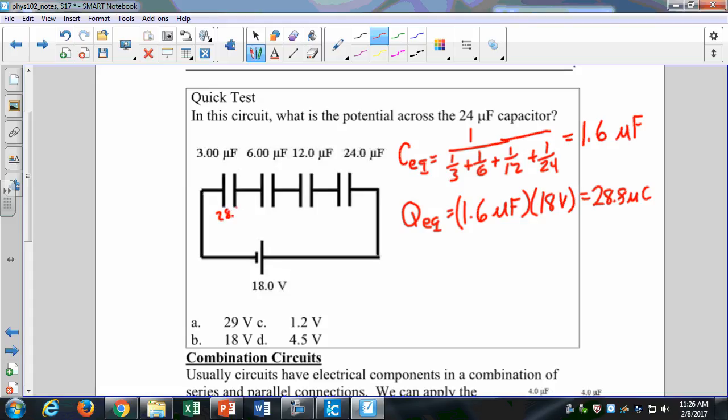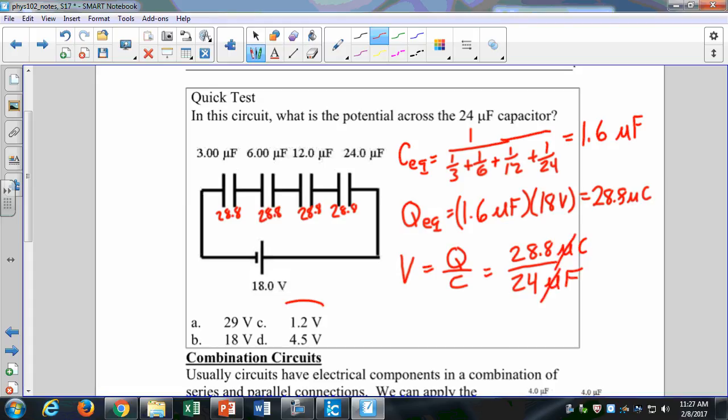It's also the charge on each of these. It's on all of them, right? Because capacitors in series have the same charge. Capacitors in parallel have the same voltage. Capacitors in series have the same charge. All right, now we want to know the voltage. V is Q divided by C. So we say 28.8 divided by 24. This is in microcoulombs, microfarads. The micros cancel, and that's 1.2. So you probably could have guessed that just based on the information you had about the circuit if you knew these various relationships. But that's the steps that you would go through for a series circuit to find the voltage.